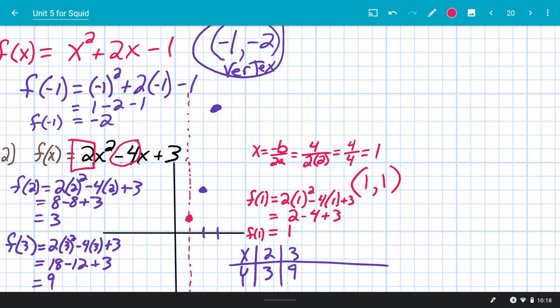So this one mirrored across should be right there, right? It's 1, 2, 1, 2. It's 2 away. And this one here is 1 away, so it should be right there. Yes? And there is my parabola. That's what I'm supposed to do.